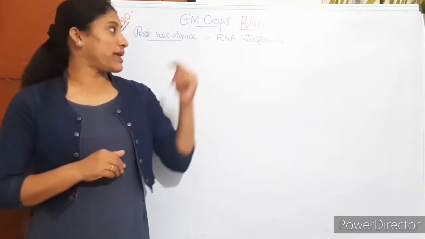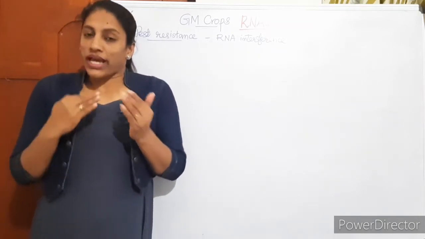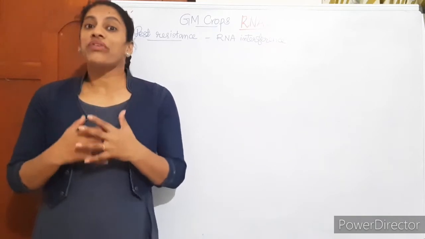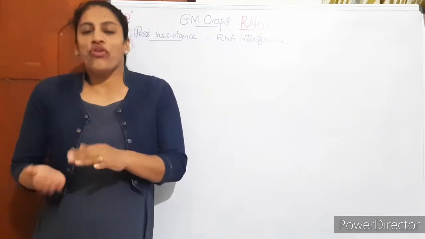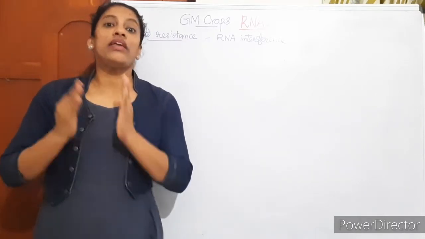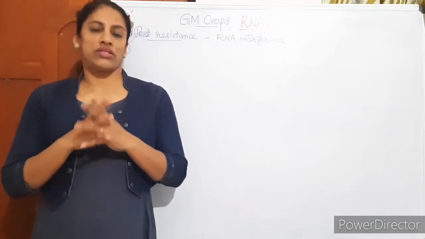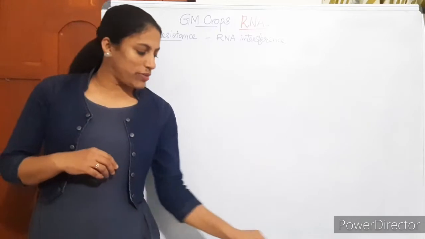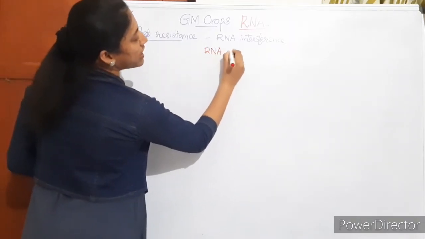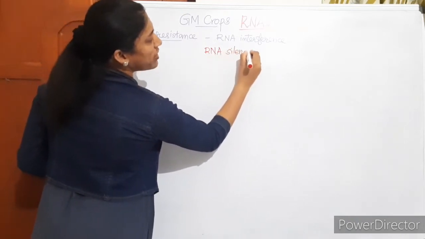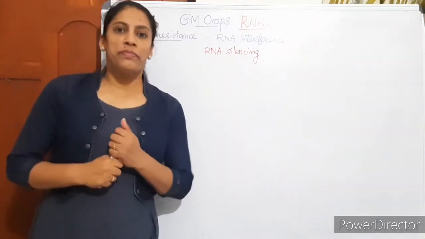In the cellular defense mechanism, in the RNA interference technique, when the pathogen enters, the host has a defense mechanism in which it may allow the pathogen's DNA to form RNA, but the RNA is not translated to protein because the RNA is blocked or interfered. We can call it by one more term: the RNA is silenced. So this is also known as RNA silencing. How can the RNA be silenced?